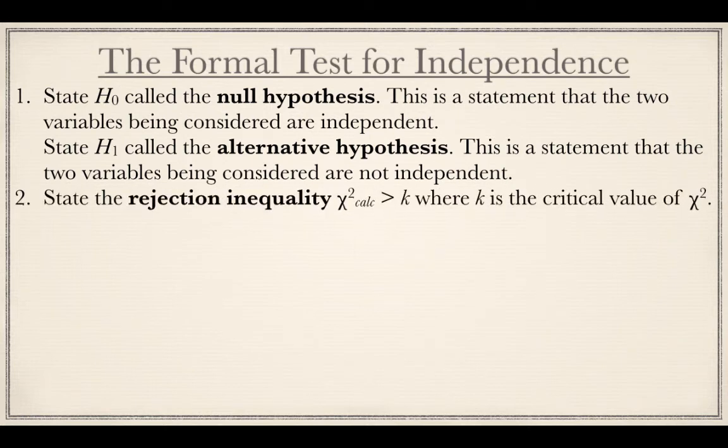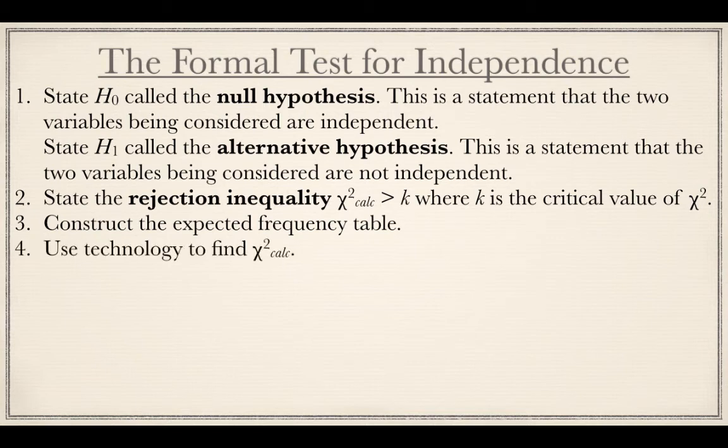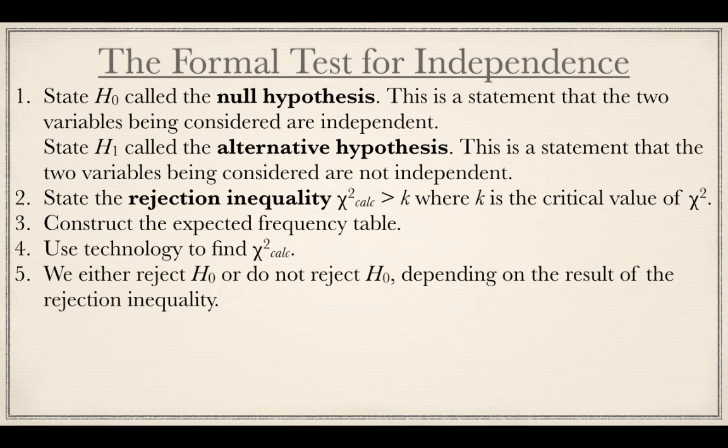So the rejection inequality: if my calculated chi-squared is greater than some k value, where k is that critical value that I got from the table, that's what I'm looking for. That's going to be cause for me to reject my null hypothesis. Then I construct the expected frequency table. I use technology to find my chi-squared, to calculate it out, and then I either reject my null hypothesis or I do not reject my null hypothesis, depending on the result of the rejection inequality that I calculated in step 2, once I figure out what my calculated chi-squared is.